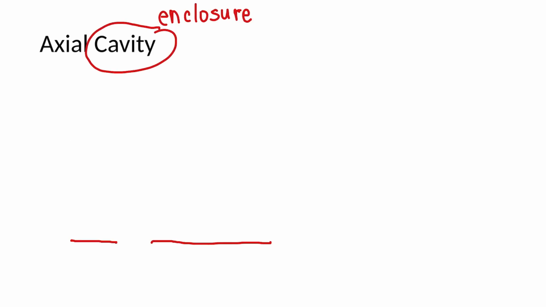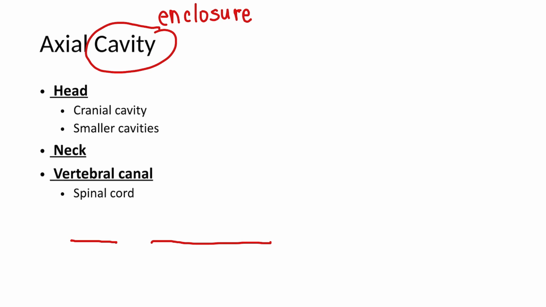In the axial cavity, again, a cavity is an enclosure that can contain other parts or other cavities. We have the head, which contains the cranial cavity and then smaller cavities. The neck, and then the vertebral canal, which contains the spinal cord, and then the trunk, which can be divided into the thoracic cavity and the abdominopelvic cavity. Both of these will house the organs, or the viscera. So anytime you hear me say viscera, I am referring to the organs. So that would be the intestine, the large intestine, the spleen, the liver, and so on.